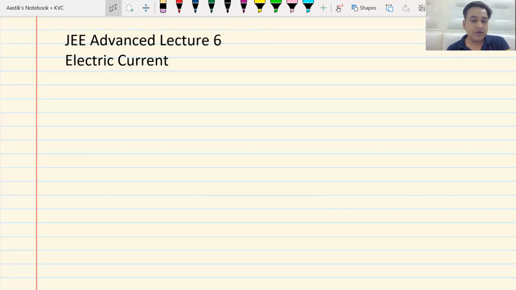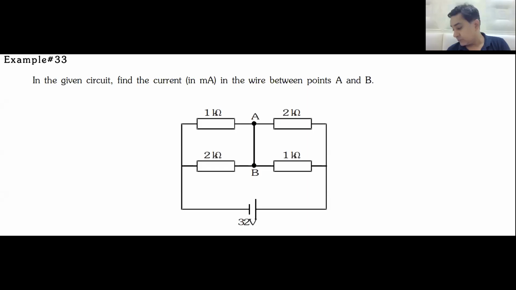So I think the last class I gave you homework to do a problem. Yes or no? Do you remember this? Did you try that problem? The problem was like this. This is example number 33. I think you have got your sheets, right? Example number 33.